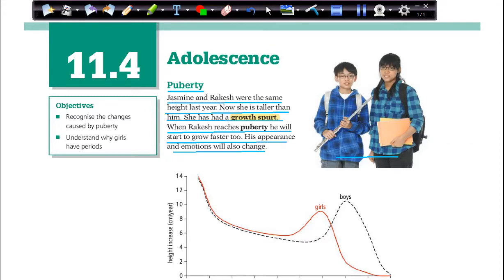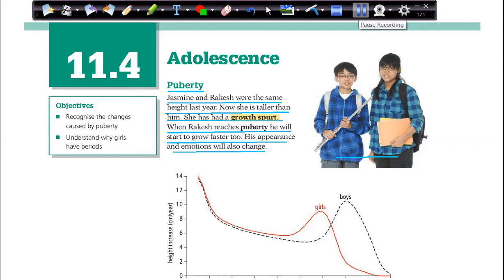They were the same height last year, but this year she's taller than him. What happened to her, and why is she taller than him? She had something called a growth spurt. It's like she's growing suddenly. She grew up suddenly. This is a growth spurt. Now she's in the puberty stage, or adolescence. So even when he reaches the puberty age, he will start to grow faster and everything about him will change: his appearance, his emotions, his behavior, everything.